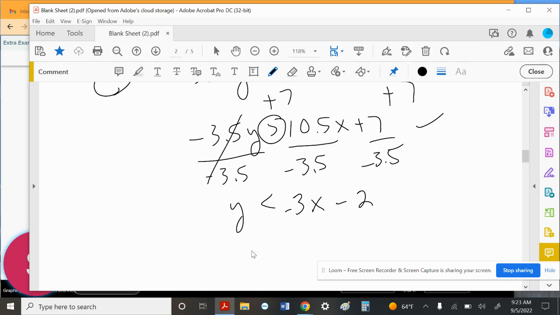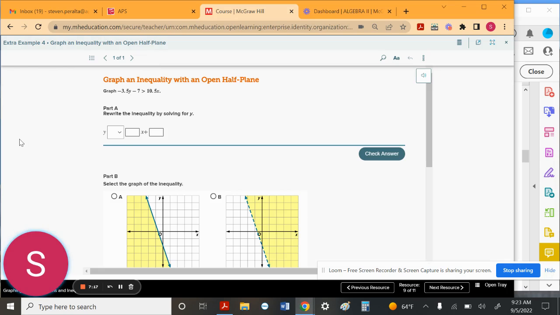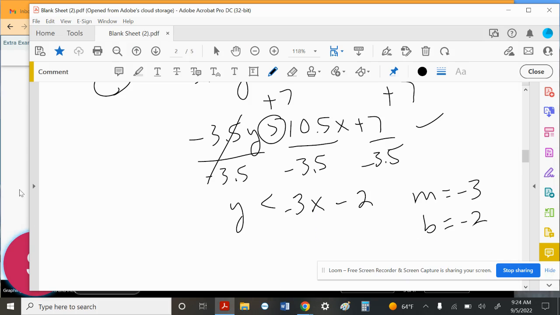So we have this equation. Now notice it's an open dashed line because it doesn't have an equal sign. My slope is negative 3, and my b is negative 2. So y is less than negative 3x plus negative 2. Oh, what did I miss? I had a negative 2 there. That's my fault. So I have to be careful, right? I said negative 2 and I wrote 2.